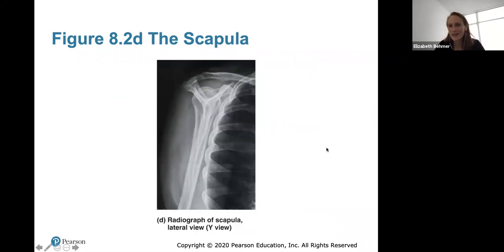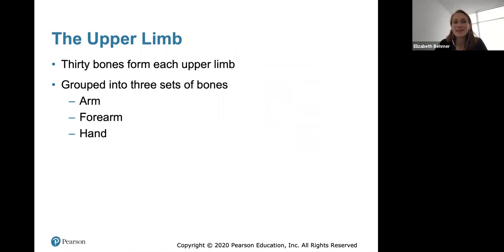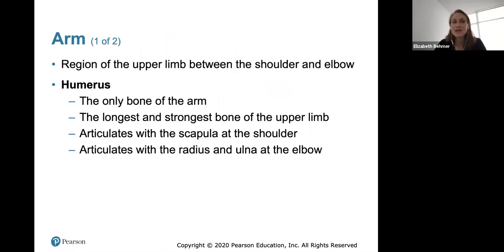So here's a look at the scapula and the shoulder joint as shown in a radiograph or an x-ray. Then we get to the upper limb. There are 30 bones that form each limb, and they're grouped into 3 sets, whether it's the arm, the forearm, or the hand. The arm is the region of the upper limb between the shoulder and the elbow, and this is where the humerus is.